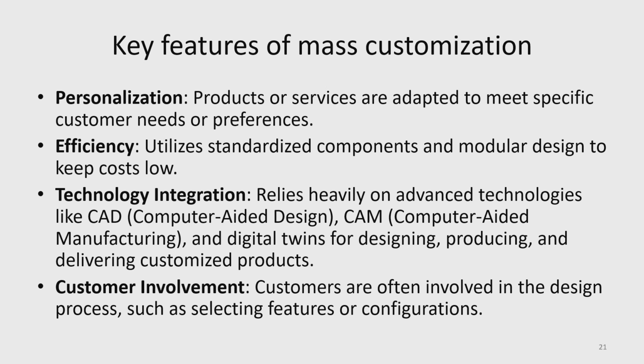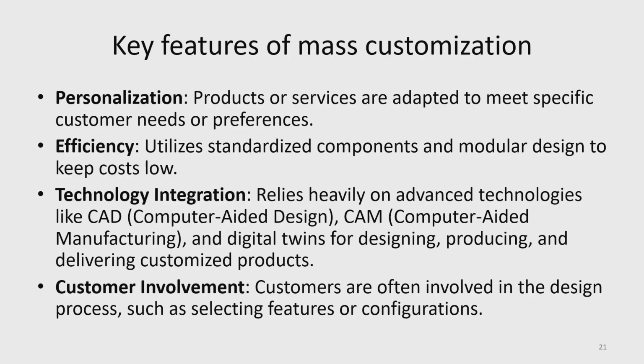One thing is personalization. Products or services are adapted to meet specific customer needs or preferences. Then efficiency: it utilizes standardized components and modular design to keep costs low. We make the things in modules. Suppose there is a basic machine, in which two modules are there. Some customers may need only one module, so give that machine with that module. Some may need two modules, give that machine with two modules. Some may need it without any module, then you supply it to them like that.